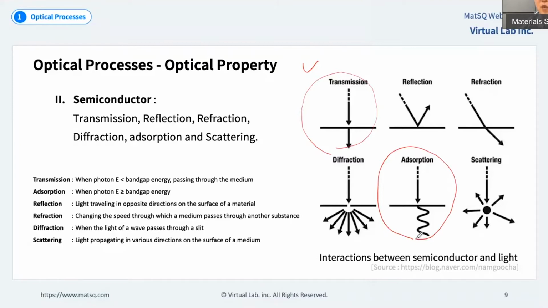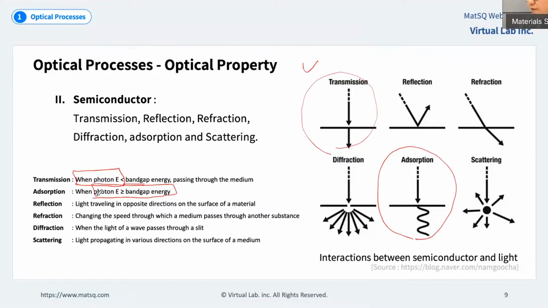Transmission occurs when the incident photon energy is smaller than the band gap of the target material. We can see here that the photon energy is smaller than the band gap. Absorption occurs when the photon energy is larger than or equal to the band gap energy. So how about reflection?